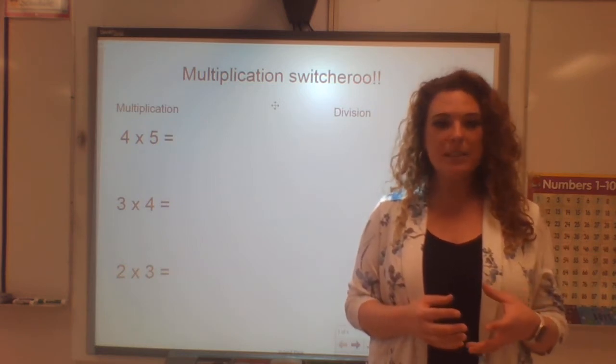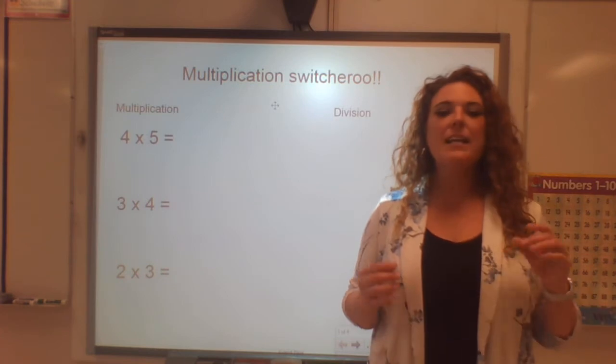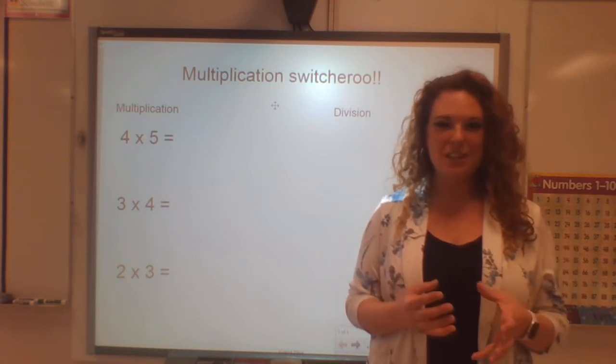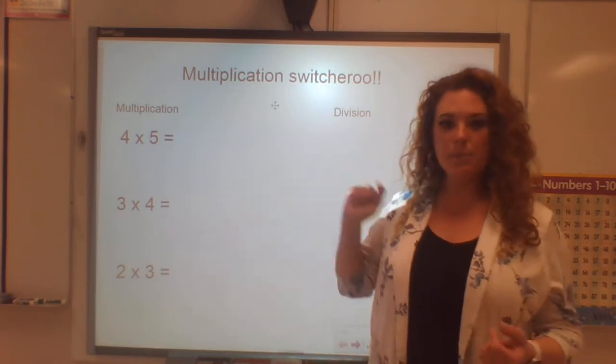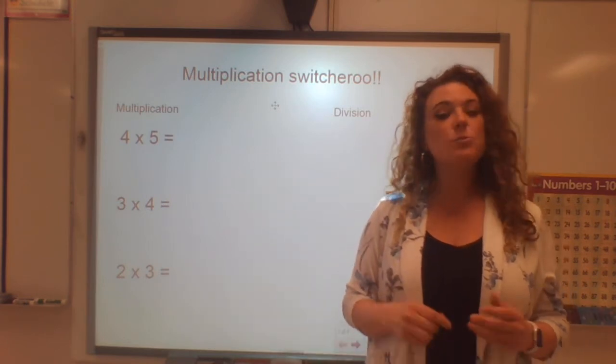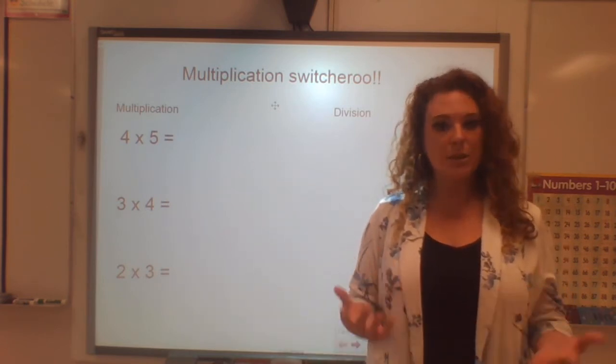You did fact families with addition and subtraction. Now we're going to do it with multiplication and division. So first we're going to start with the multiplication facts that we already know. These ones in particular, this is 4 times 5. This is one that you should have memorized already. We know that 4 times 5 is 20.